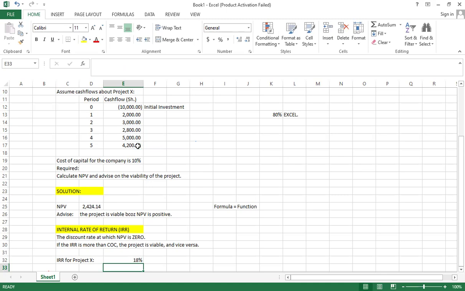So as a percentage, as a discount rate for this project X, our internal rate of return, we have 18 what? %. Could I have confirmation again, that we are also getting 18%?